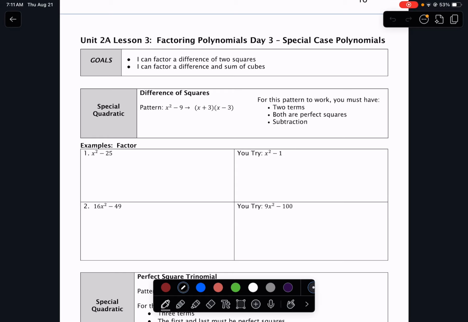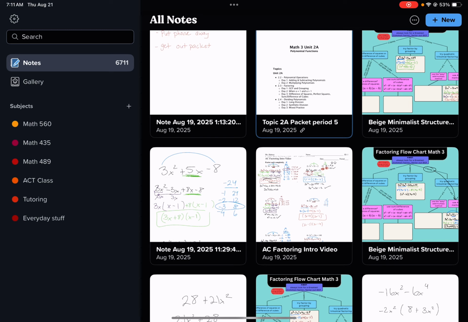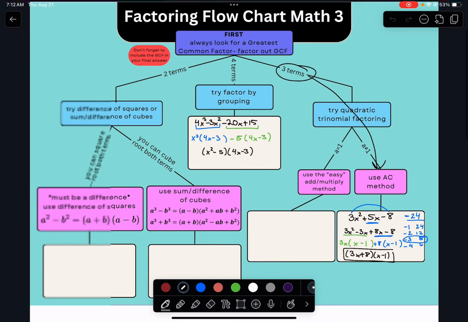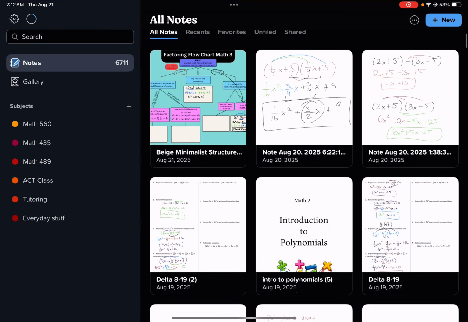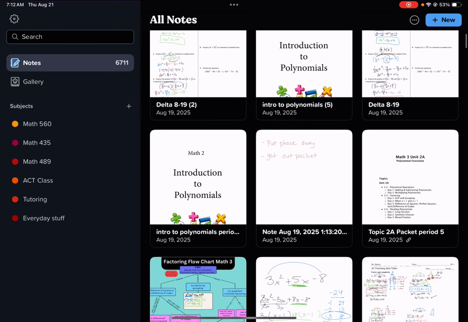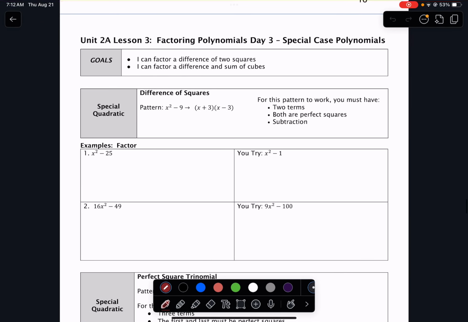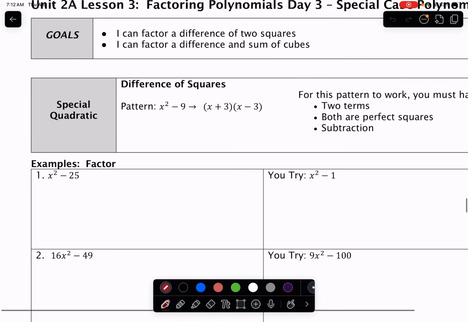So if you recall, we can go back to our factoring flowchart, right? And so far we've learned what we do when there's 4 terms, and then we've learned what we do when there's 3 terms. Now, the difference of squares is going to be a possibility when we have 2 terms, all right? So you know you have a difference of squares when you have 2 terms.